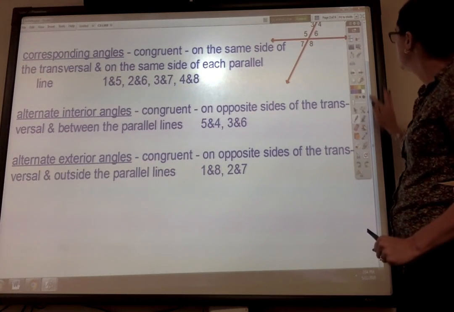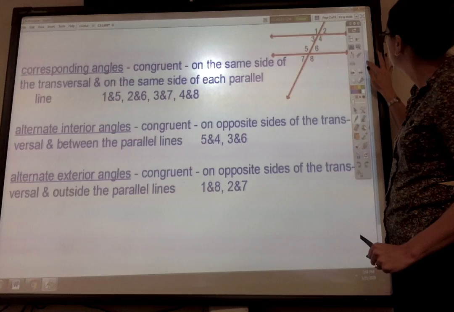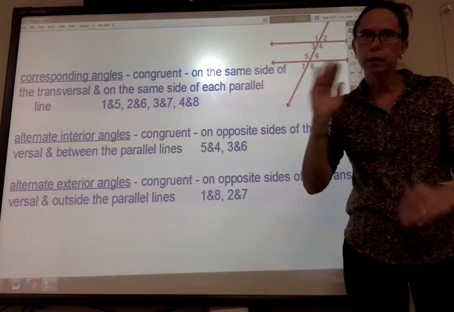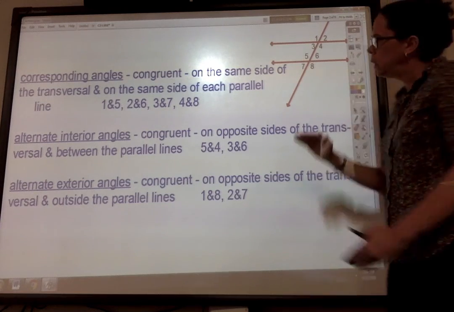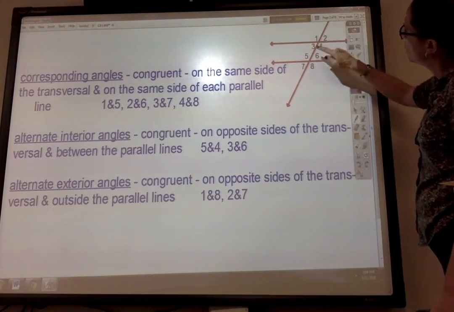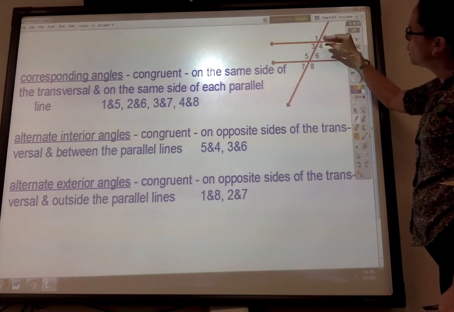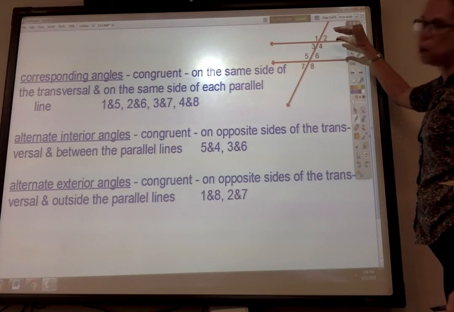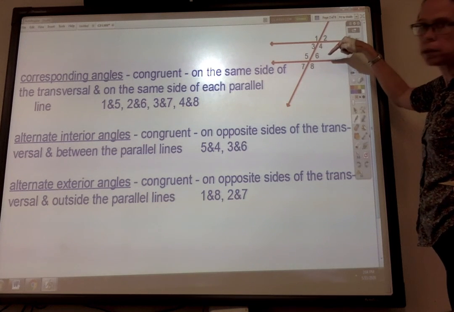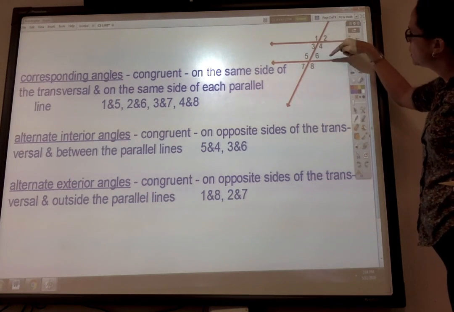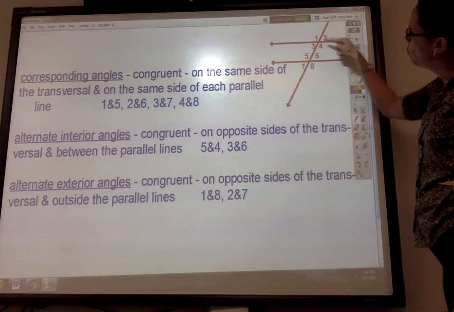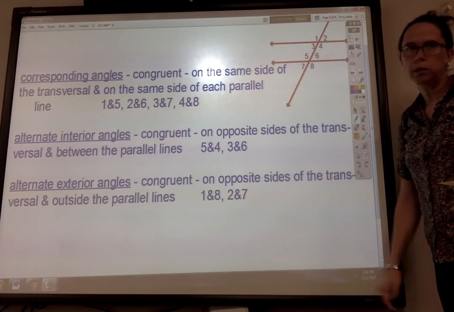Alternate interior angles. Oops, I put my finger up too far. Alternate interior angles. Alternate means on opposite sides of the transversal. Interior means inside of the parallel lines. Okay, so I'm looking at angles 3, 4, 5, and 6. Those are interior. So I'm seeing which angles are alternate angles. 3 and 6 are on alternate sides of the transversal. 3 and 6 are both acute angles. They are alternate interior angles. 4 and 5 are alternate interior angles.